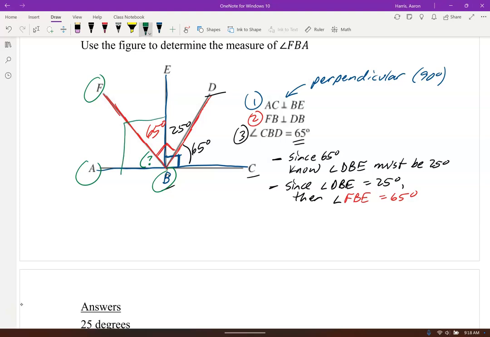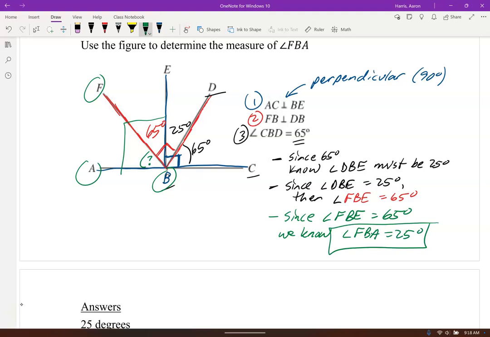We know this is 90 degrees. Those two add up. So I'm looking for the green question mark. Since angle FBE is 65 degrees, because that's 65 plus that last angle, angle FBA must be 25 degrees, because 65 plus 25 on the left-hand side must add up to 90.